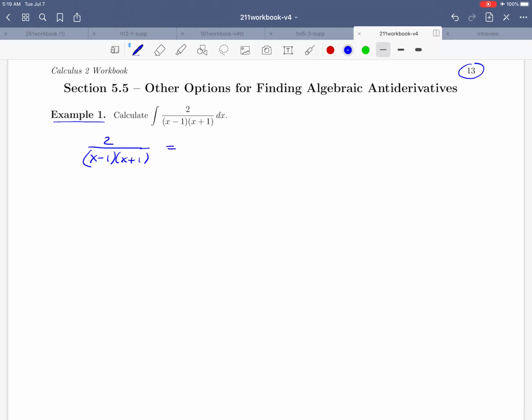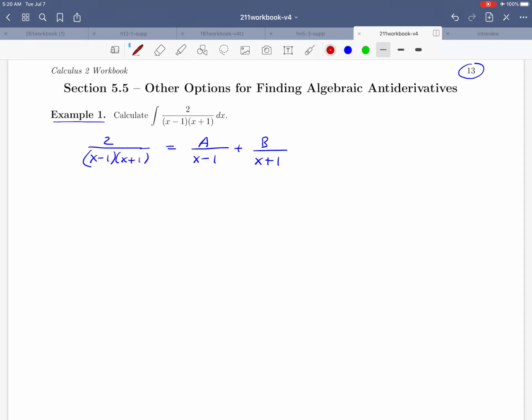The technique of partial fractions is kind of like the reverse of finding a common denominator. We're going to take this fraction and break it into smaller pieces. So we're going to take that denominator, x minus 1, x plus 1, and break it into two parts. Turns out we can find constants A and B that make this a true statement. We need to figure out what those constants are though.